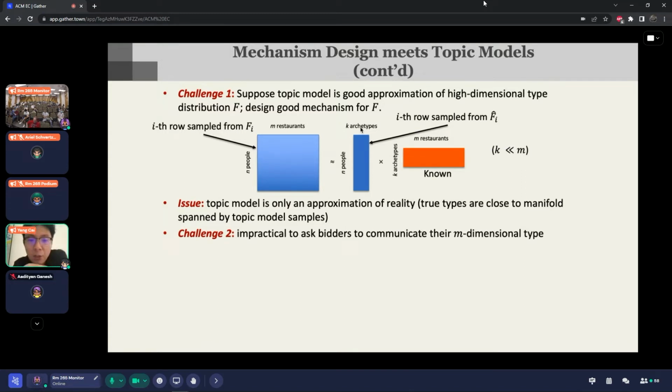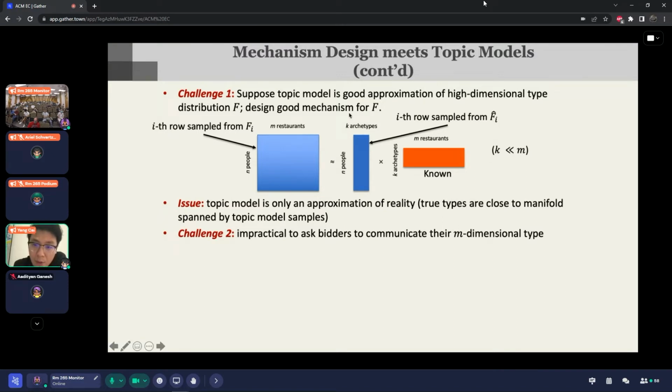But here there's a different challenge we're facing. If you go back to the example from the previous slide, I want to auction seats in restaurants in New York City. So I'm really dealing with a problem where M is huge, in the several thousands. It's just impractical to use a direct revelation mechanism. You cannot ask bidders to communicate their n-dimensional type.